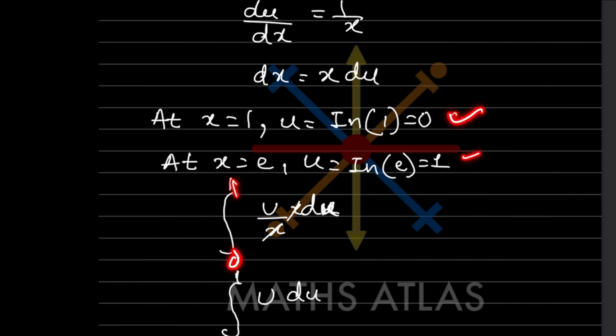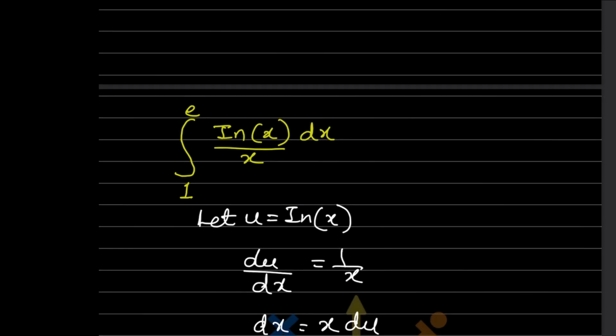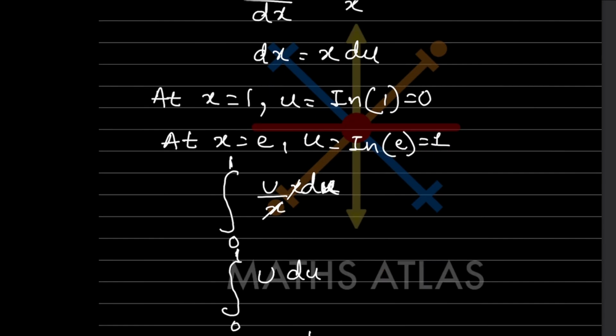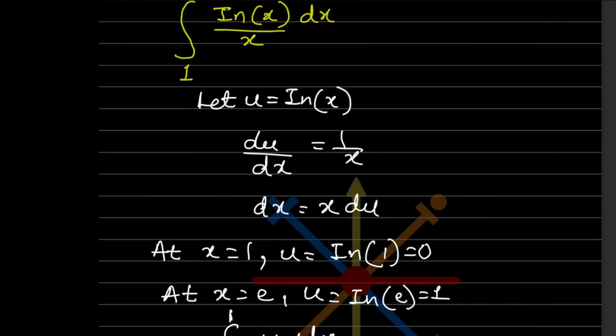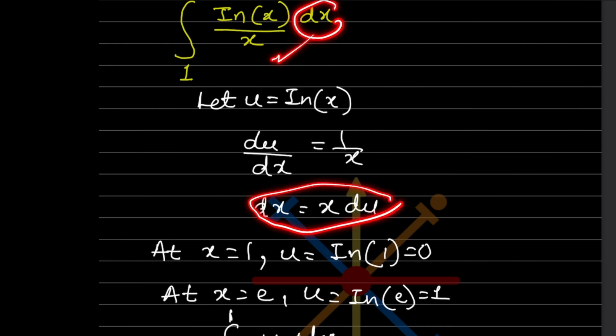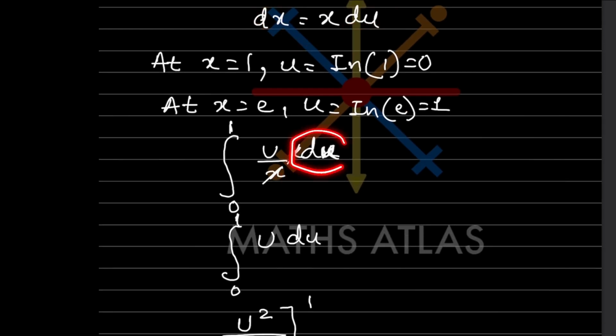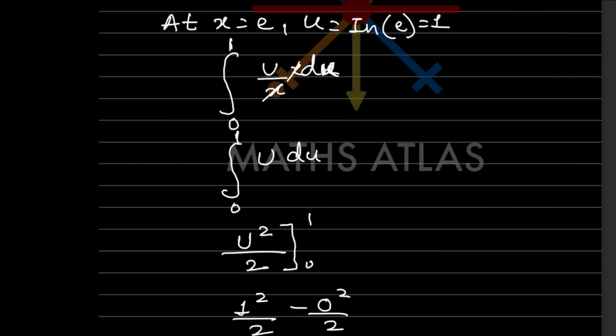So here ln x we have considered as u. This is u. Here is already x, and for dx, that is x du. So this x and x get cancelled. So what remains here is u du. Now let us take the integration of this one. Actually the power is 1, so 1 plus 1 is going to be 2, divided by 2.